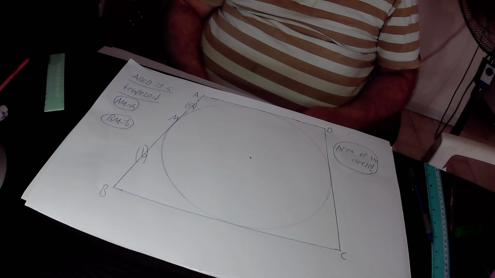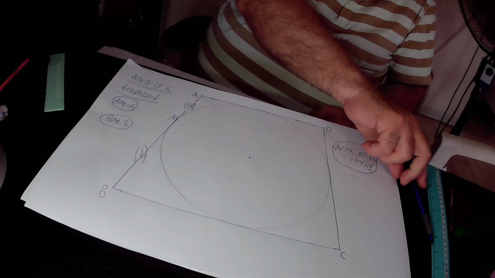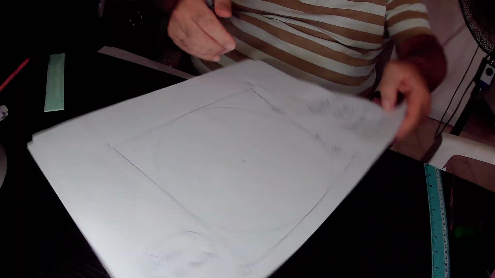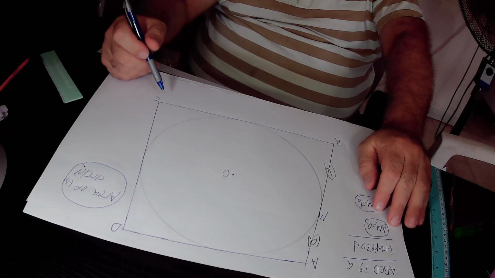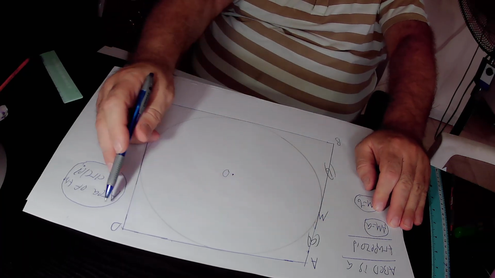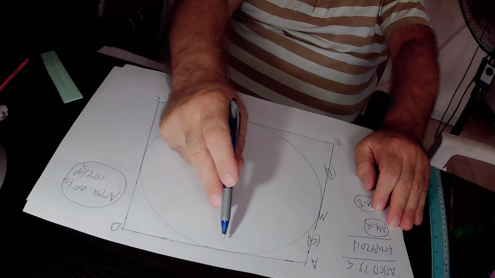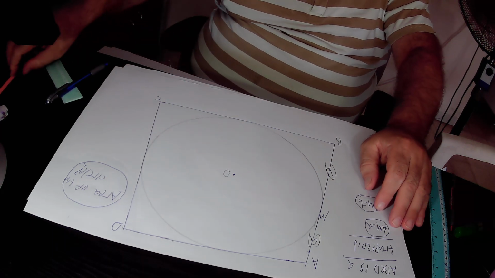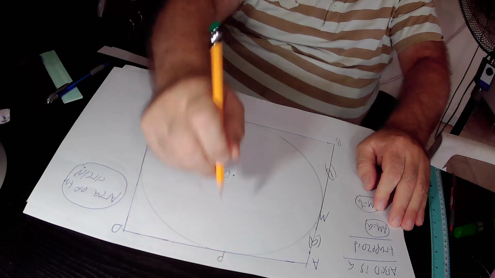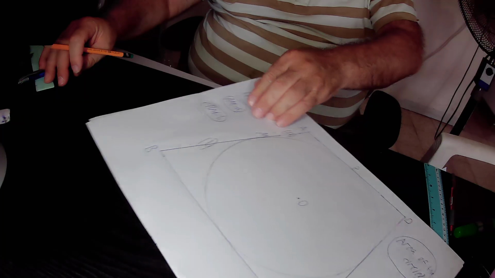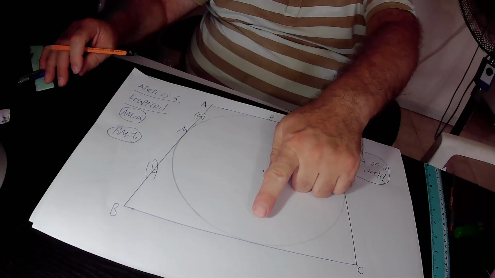So first of all, we define the center of this circle. This point is point O. And we define the point of tangency of this side AD with this circle. This point is point P. Likewise, we define the point of tangency of tangent BC with this circle. This point is point Q.